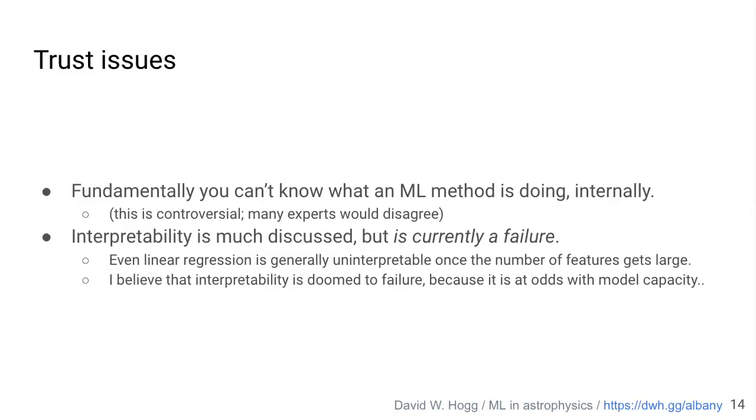So my point of view is that anytime you have a high capacity model, it's not going to be interpretable in the way that physicists like. It's not going to be like, oh, that's because the electron scattered off of the dark matter particle and produced momentum. It's not going to be like that.